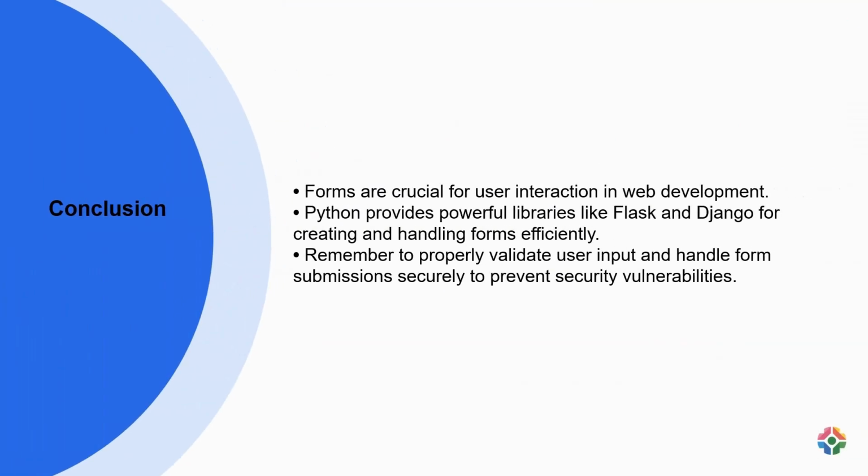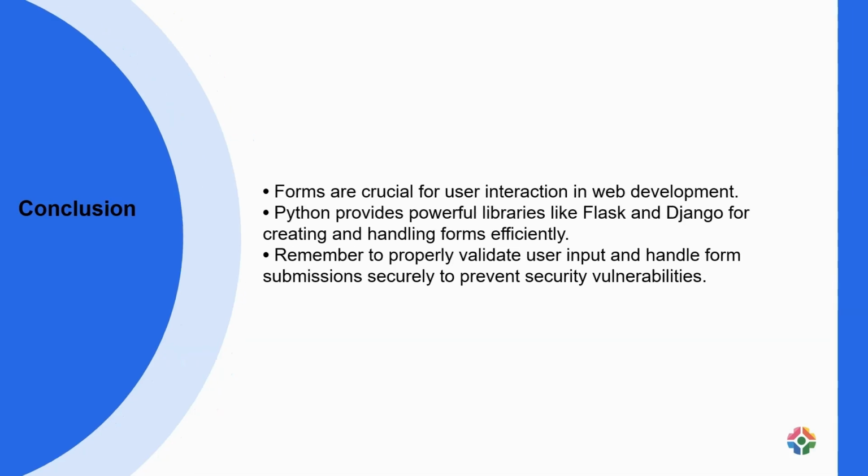In web development, forms play a critical role in facilitating user interaction. Python offers robust libraries such as Flask and Django for efficiently building and managing forms. It is imperative to validate user input accurately and implement secure handling of form submissions to avert security risks. For instance, validating email addresses entered in a form helps prevent SQL injection attacks, ensuring data integrity and security. By adhering to best practices in form development, developers can enhance user experience and safeguard against potential threats.